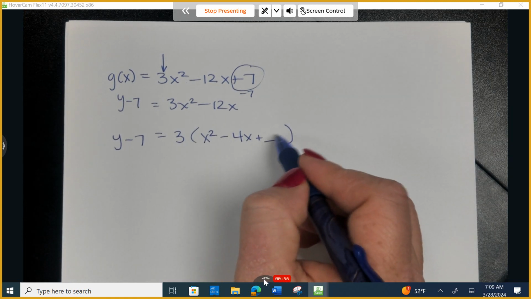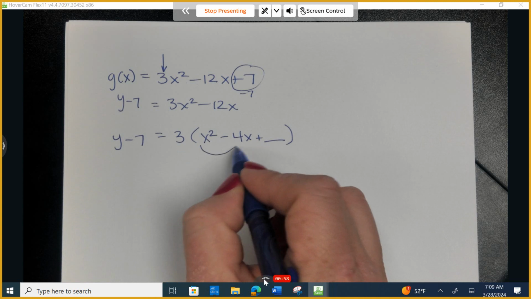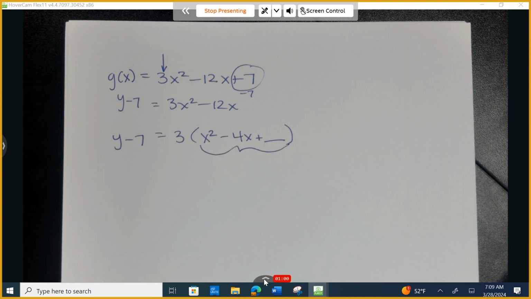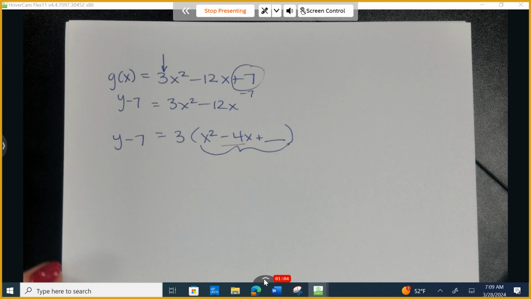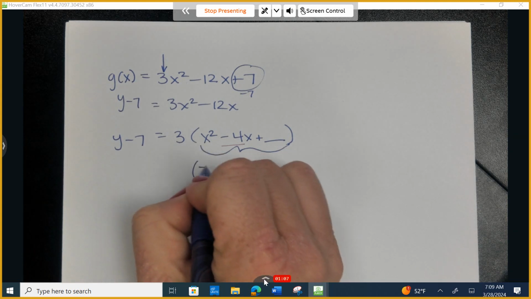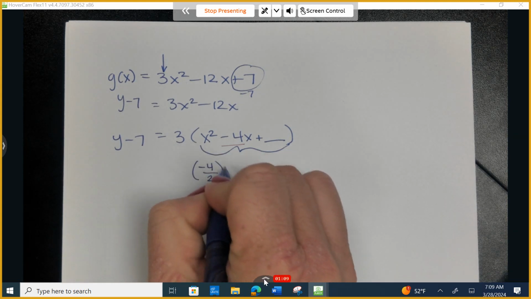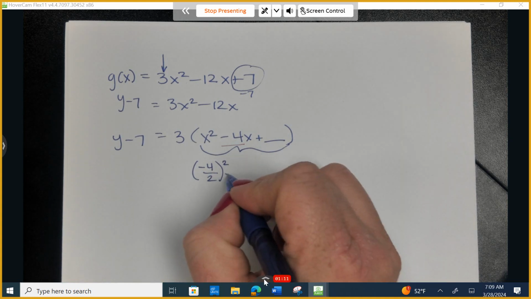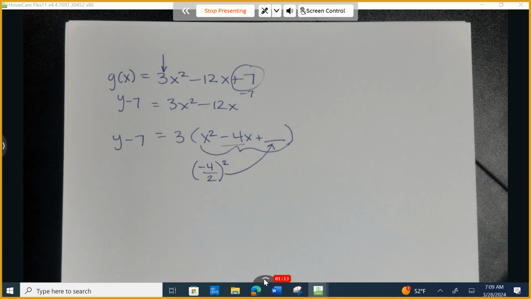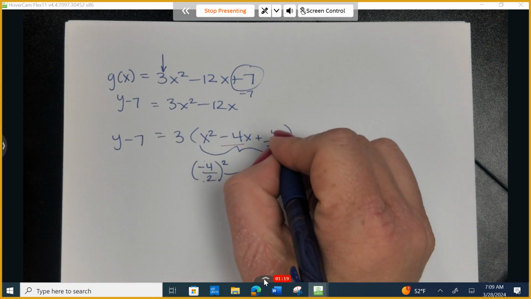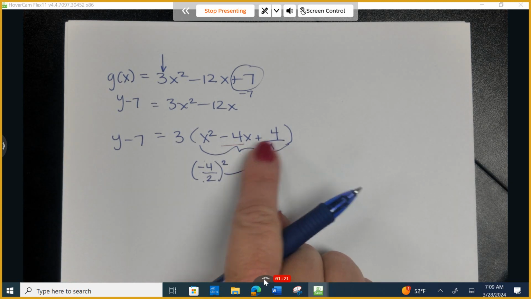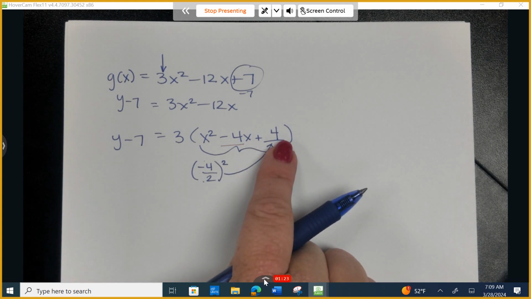I need to figure out what value goes in here. So if I only look at this trinomial, I am going to identify the b value, and that includes the sign in front of it. For this problem, it's -4. I'm always going to divide it by 2 and square it. And that value goes into this missing place. -4 divided by 2 is -2, and -2 squared, -2 times -2, is a +4. This will always be positive.